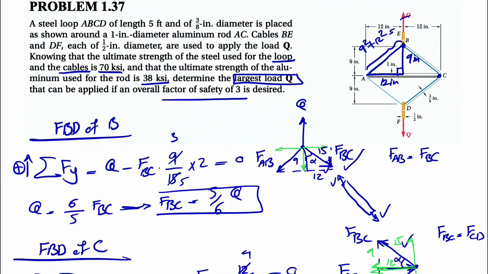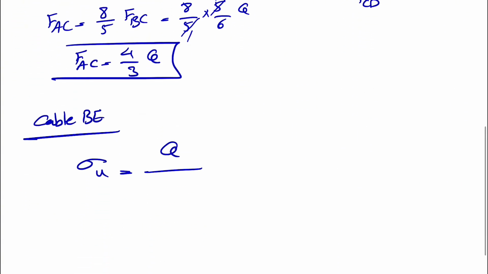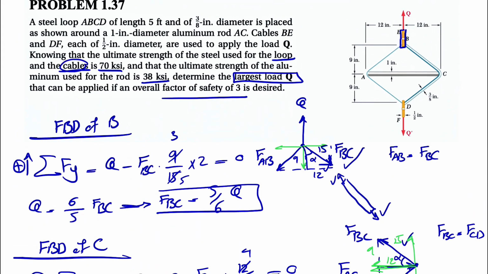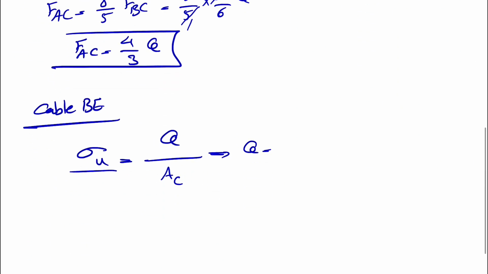Let me just clean up the figure. So now we are talking about the cable in here. The force that is applying to the cable is Q. And the area would be the area of the cable. I'm just going to show you the AC. So the Q is the ultimate strength times the area. The ultimate strength of the cable is known in the question, so we already highlighted. The cable is 70 KSI, so 70 times the area, pi over 4.